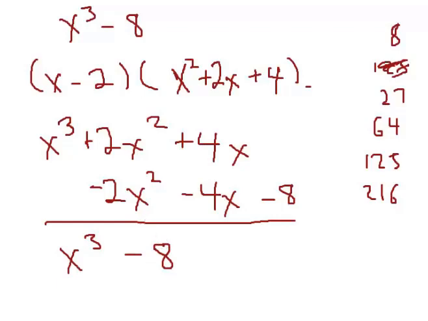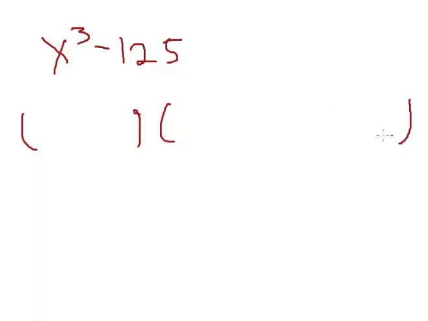So let's try another one in order just to reiterate how you do this. Let's try, again, something very similar to what we just did. Let's try, for example, x to the third power minus 125. Now, what cubes up to 125? 5, because 5 times 5 is 25, and 25 times 5 is 125. So again, we're going to separate it into a binomial and a trinomial. So we'll put x minus 5. That's the thing that cubes up to it.